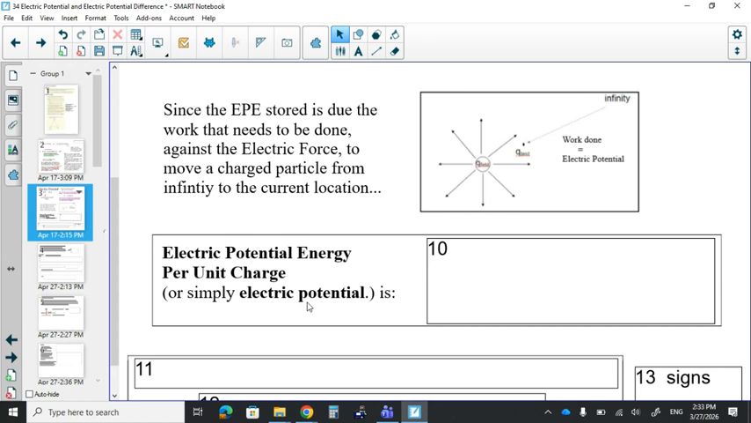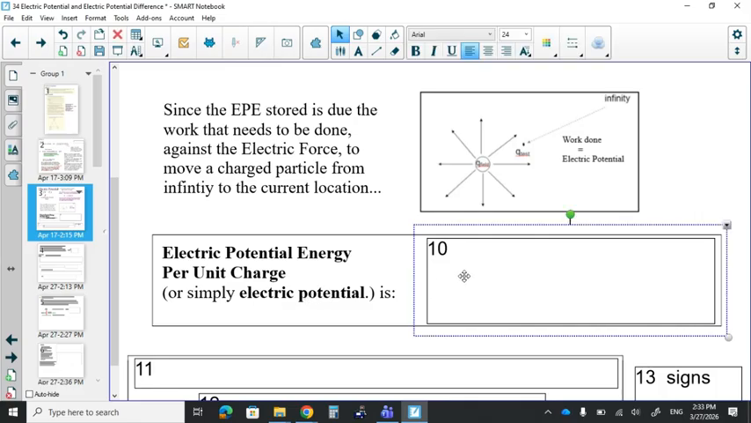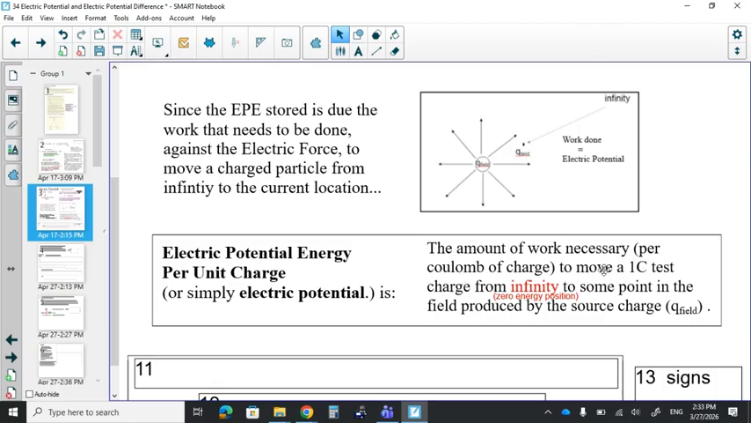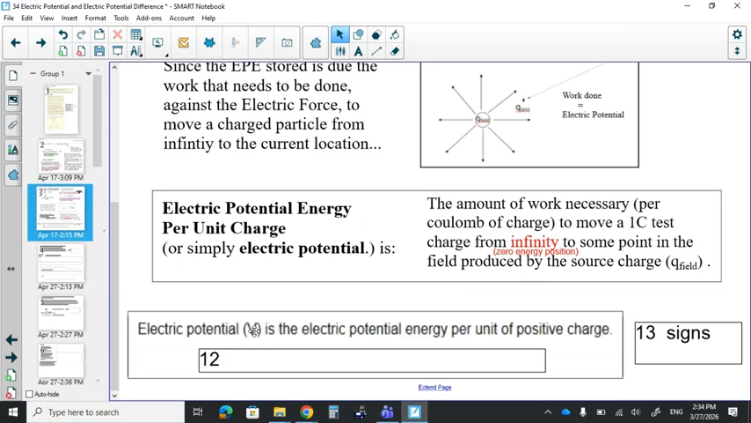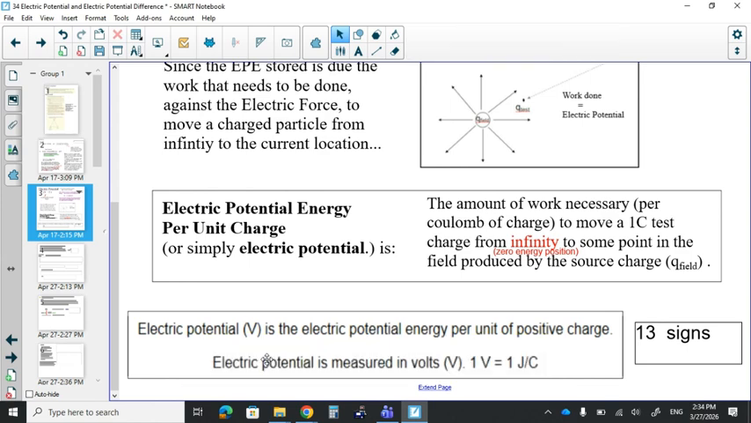So electric potential energy per unit charge, or simply electric potential, is the amount of work needed to move a one coulomb test charge from infinity to some point, and that infinity is your zero energy position. If you're pushing on it to make it go there, that's positive energy. If you're holding back because it's trying to attract on its own, you end up with a negative energy, as we've seen. And so electric potential V is electric potential energy per unit of positive charge, so it's 1 joule per coulomb, and of course the usual plus and minus for repulsion and attraction.